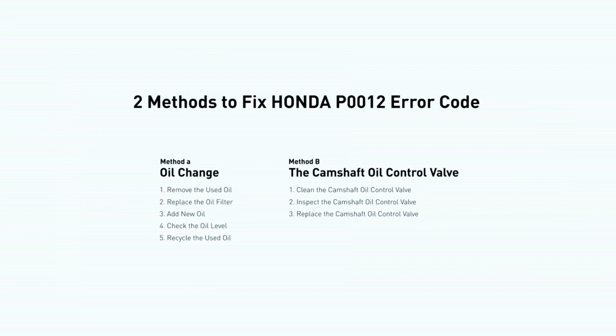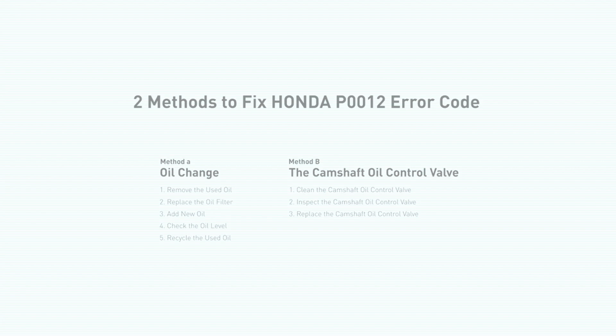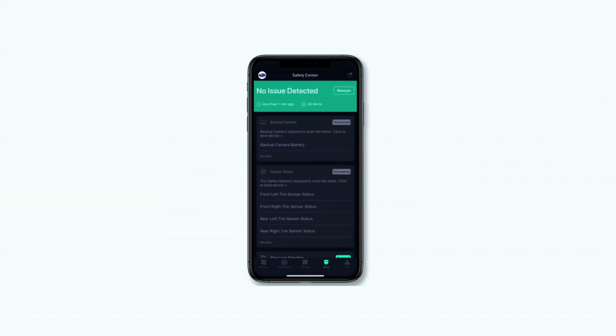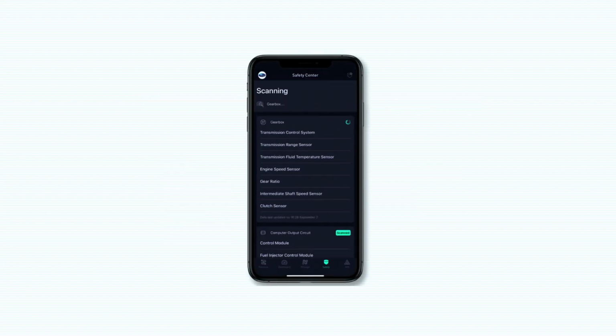After the repair, you can now use the OBD2 scanner to clear the error code. And tap the rescan button one more time to make sure everything is fine with your vehicle.